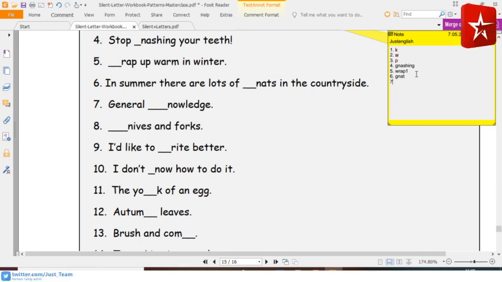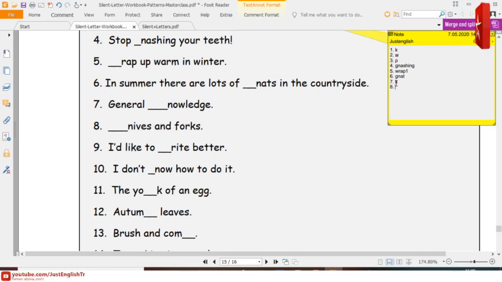Okay. For number 7, I am waiting for your answers. You wrote your answers for number 7. Yes, Tuba, your answer is correct. Sivrisinek. I don't know. Sivrisinek. Yeah, if it is gnats, in Turkish it is correct. In summer there are lots of gnats in the countryside. General knowledge. Yes, Tuba, I got your answer. I guess your answer was number 7.